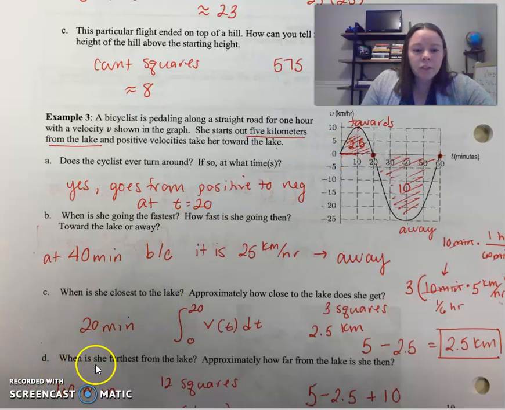When is she the farthest from the lake? Approximately how far from the lake is she then? So I said definitely 60 minutes is when she's going to be the farthest. Counted those squares, did the whole area again. I know it kind of got cut off there, but you should be able to see that in Canvas. And then from there, just subtracted. We had the 5 minus the 2.5. So this is where we started, minus because she went towards, and now we're adding 10 because now she's going away again. And then that answer is below here. But just make sure you include units in your answer.